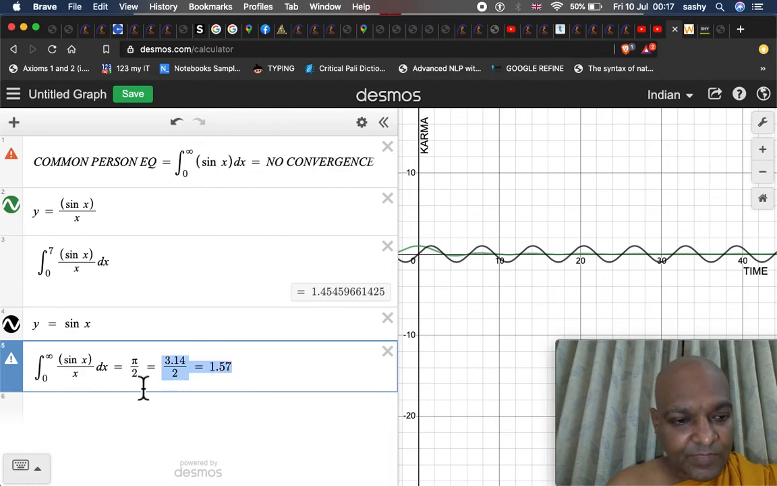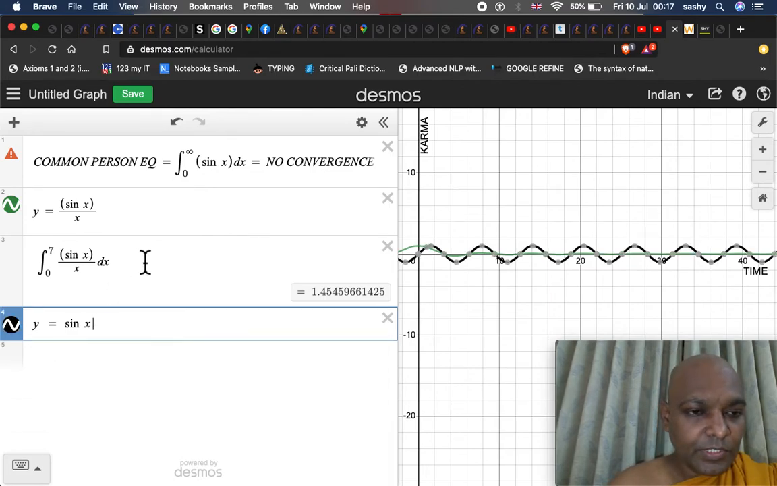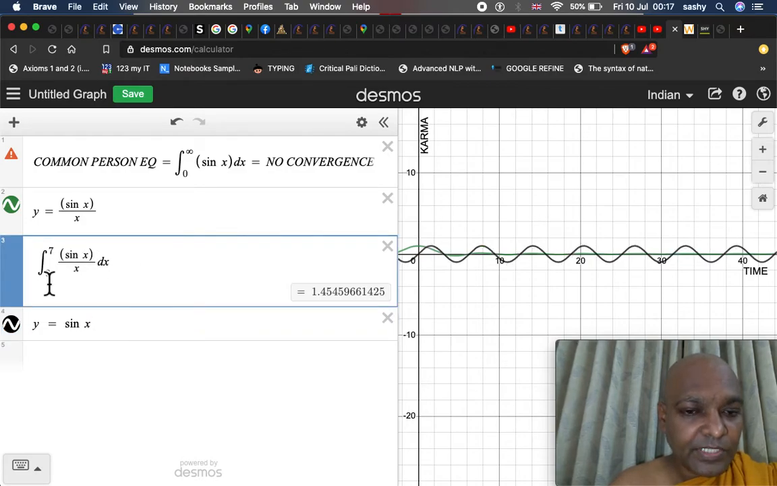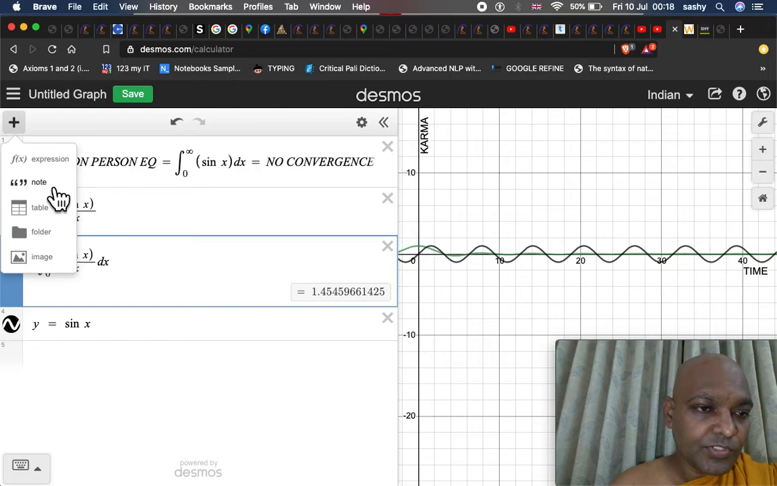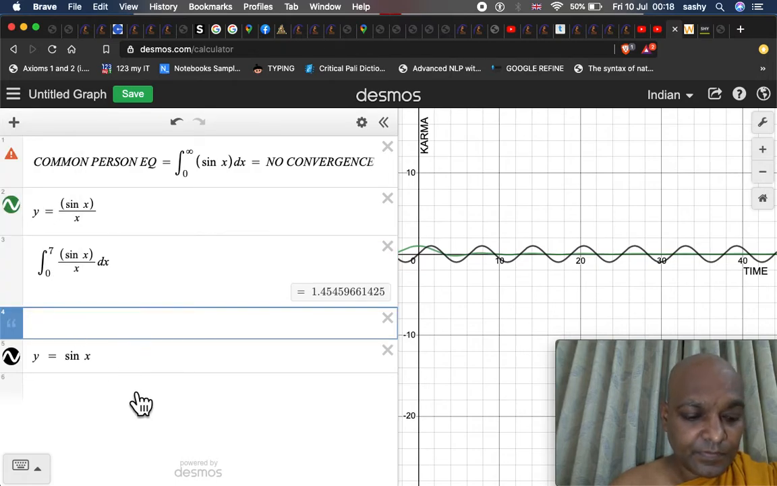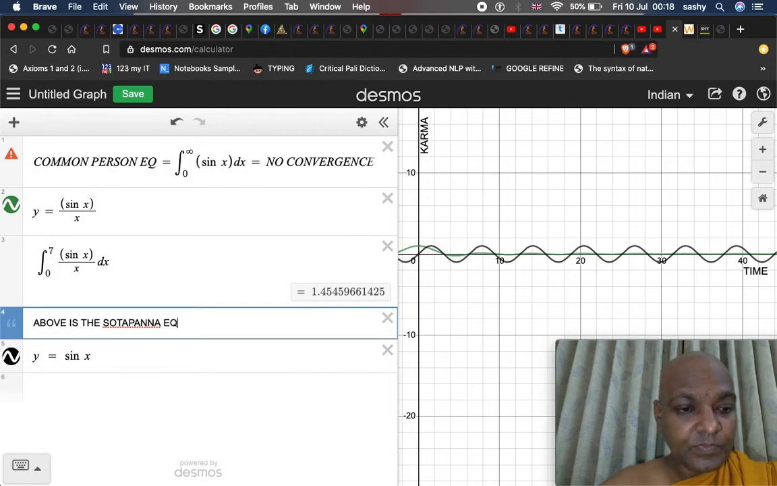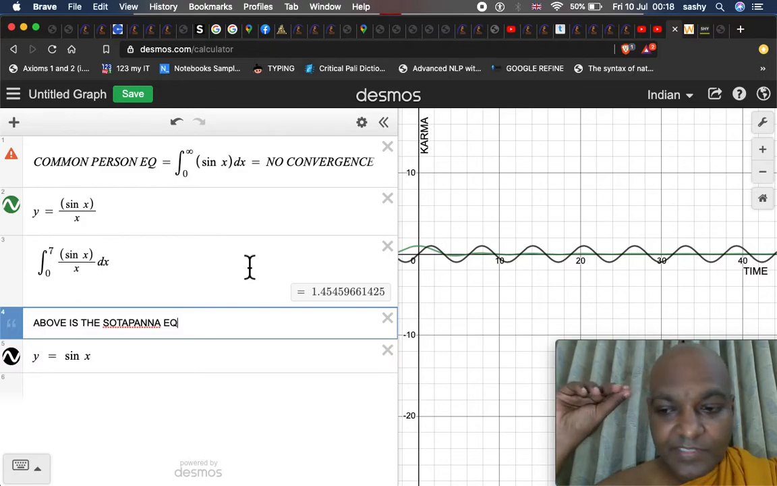We can delete this one. So this is the equation for the arahant. Arahant or sotapanna equation, which can be called, let's see, note. Yeah. So the note is the above is the Sotapanna equation. So within the 7 births, he or she, the Sotapanna person, will get liberated. And the value will be 1.4545, and then this can be nullified to 0.